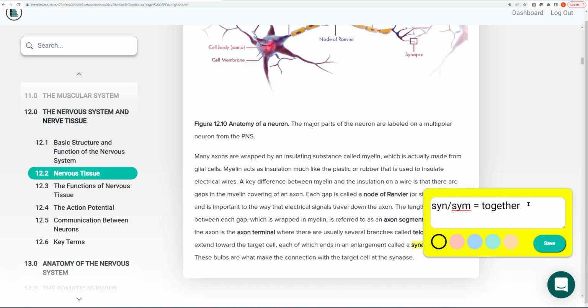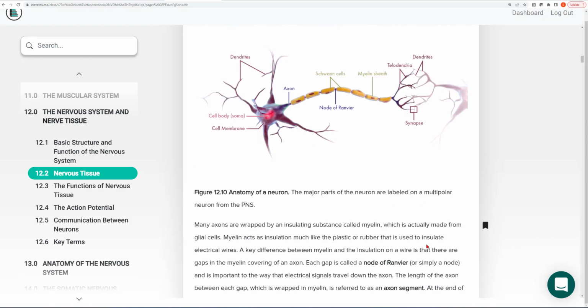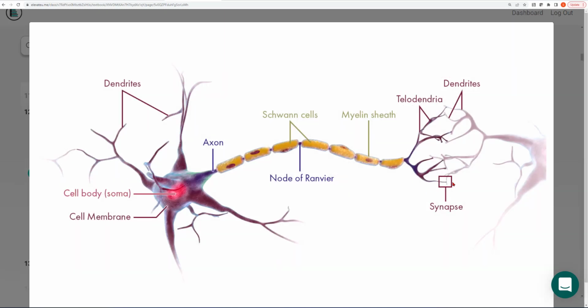The symphony. Syn, again, means together. APS, recall from our vocab, is to fit or fasten. So basically what a synapse is, it's where two things fit or fasten together, right? Fit or fasten together. So that's what a synapse is. So when we come to the end of the telodendria, there's a synapse. It's where two things fit or fasten together.